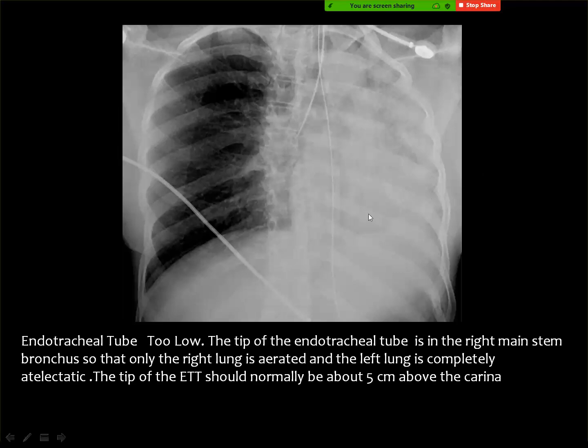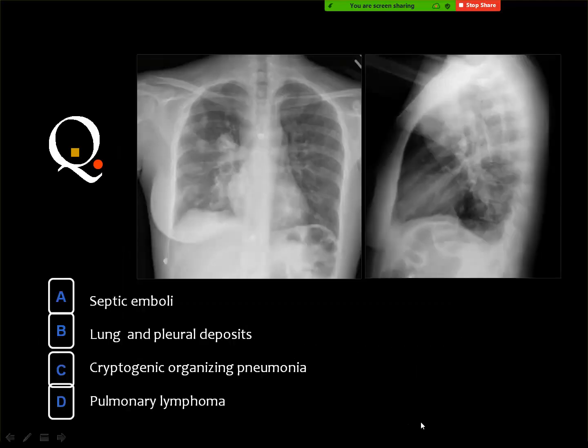And this is another example of the endotracheal tube in a lower down position passing into the right main stem bronchus, causing similar appearance. Then the second case is a patient with multiple pulmonary nodules on the right side, and maybe also there are some nodules on the left side. Then what do you think of this? Septic emboli, lung deposits.